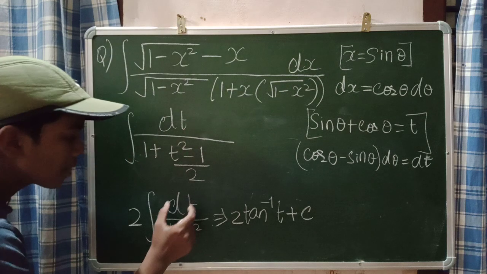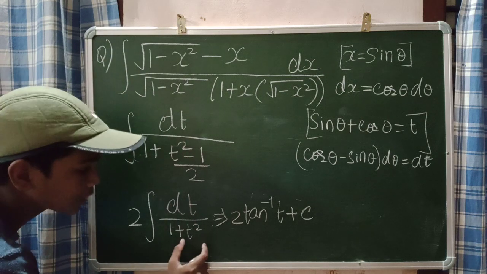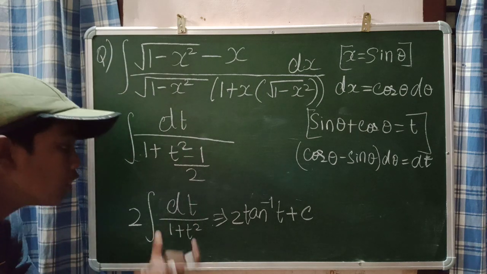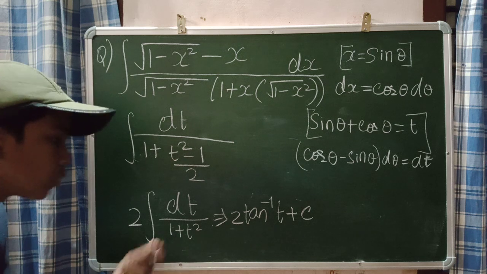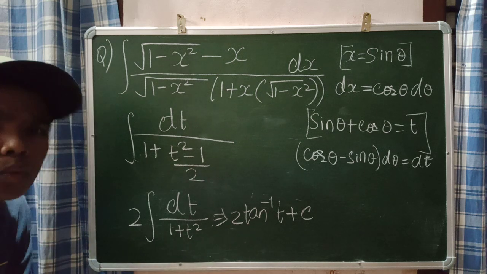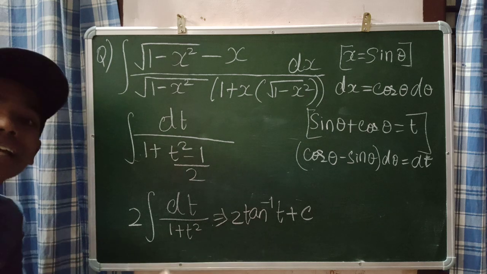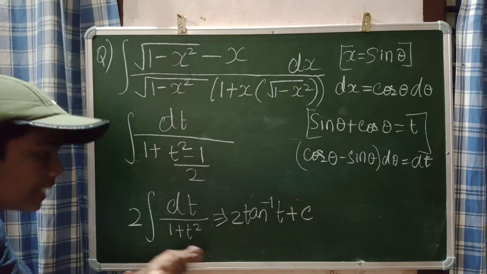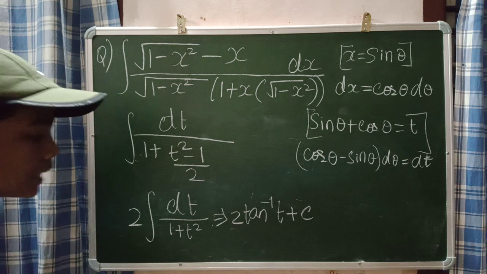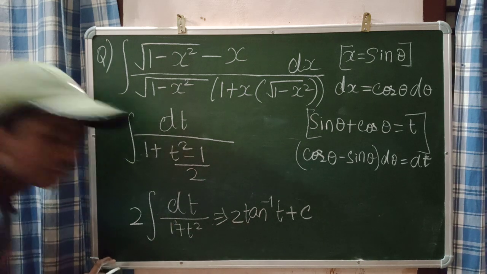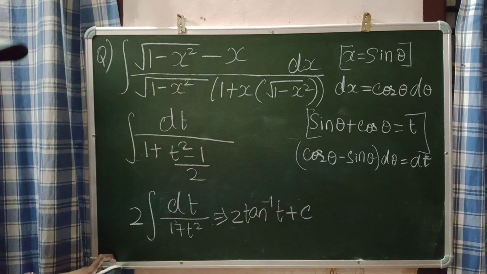So this looks like a form of the integration of dx by a square plus x square, which is equal to 1 by a of tan inverse of x by a. Here 1 by a is what? 1 by a is 1 by 1, so 1 by 1 is 1, so I did not write that. Then tan inverse I wrote. Then what is x by a? x by a is t divided by 1. So t divided by 1 is t, because this 1 is nothing but 1 square. So t by 1 is t plus some constant.